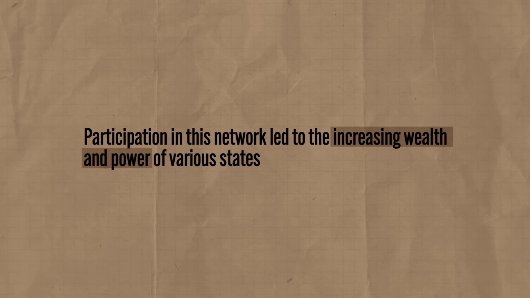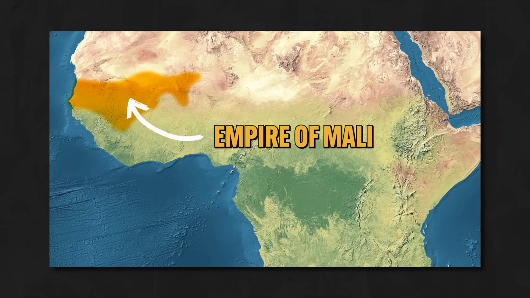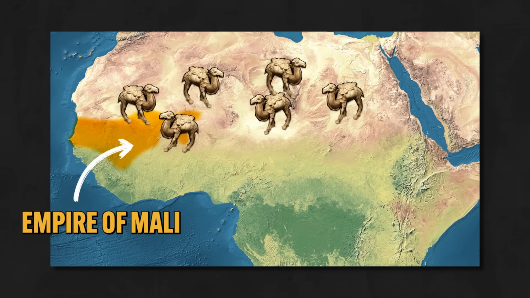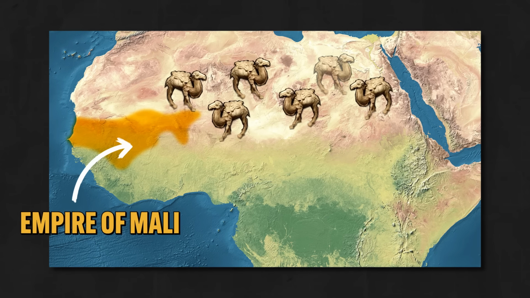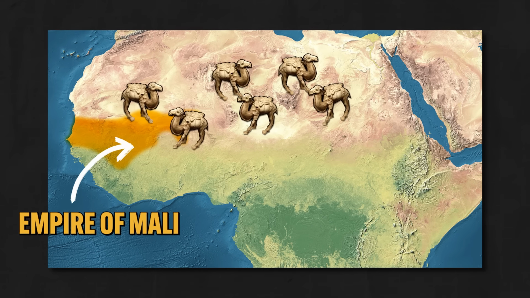And just like the other routes, participation in this network led to the increasing wealth and power of various states, and here you just need to know the Empire of Mali. Now, a big turning point for Mali was the conversion of its leadership to Islam in the 9th century, which again folded the state into the exceedingly prosperous merchant network throughout Dar al-Islam. But by our period, Mali grew stupid rich through the trade of gold and by taxing merchants traveling to basically all parts of West Africa.